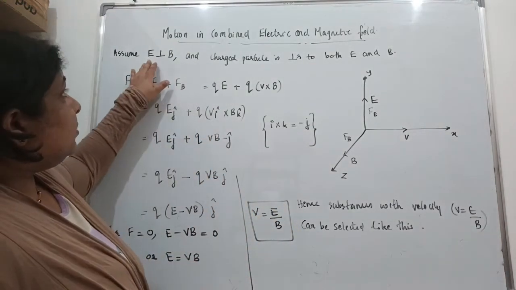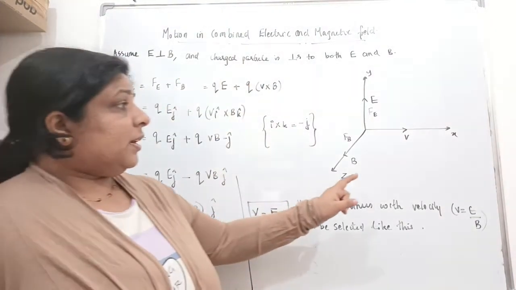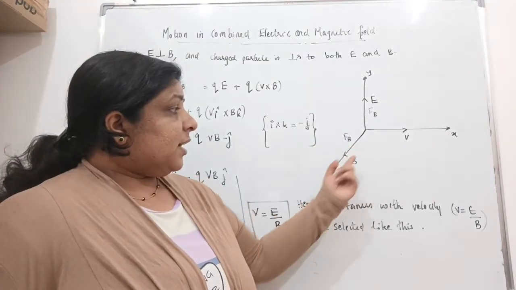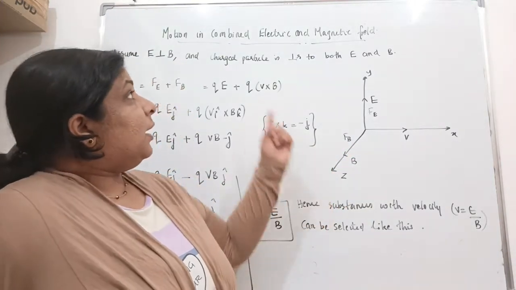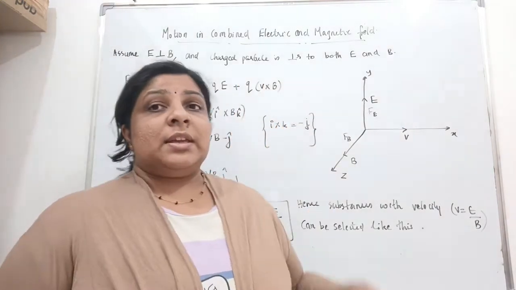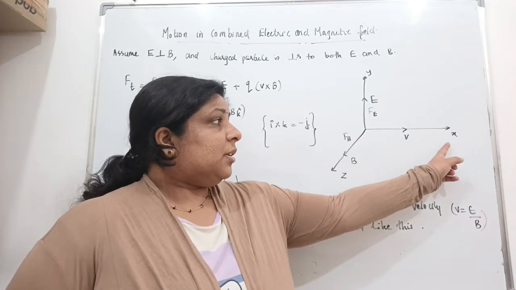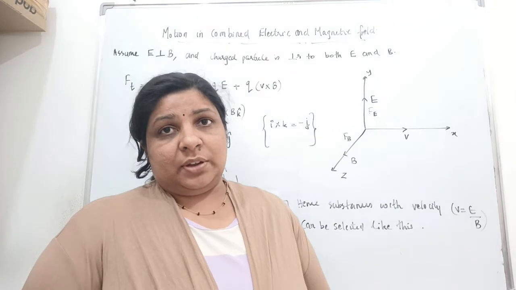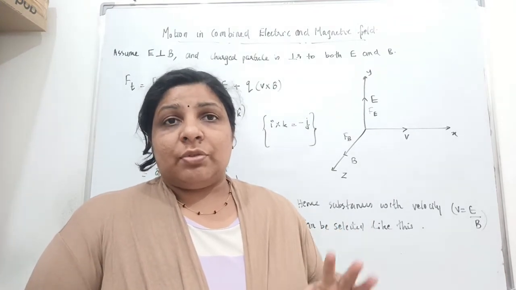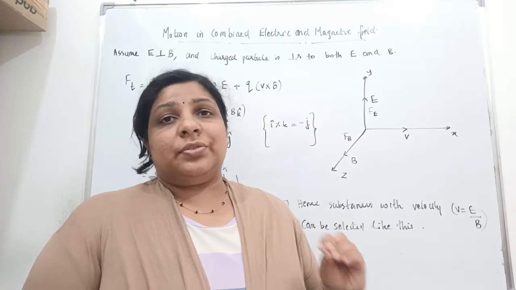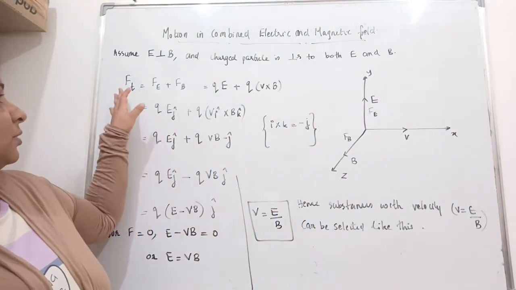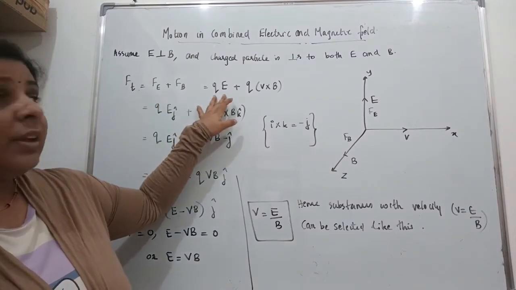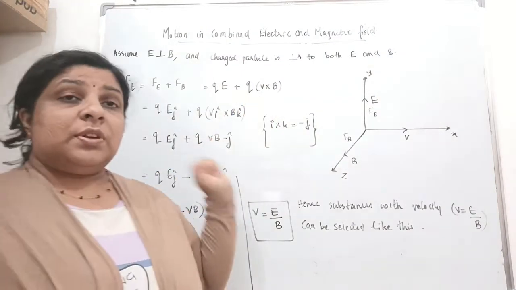So assume electric field is perpendicular to magnetic field as I have drawn over here. Y-axis represents electric field, Z-axis represents the magnetic field. And the charged particle is perpendicular to both E and B. Over here you can see a charged particle which is in the x-axis direction, and V is the velocity with which the charged particle is moving. So as per the theory we know the net force on the charged particle will be due to both electric field and magnetic field. So I can write it as total force will be equal to Fe plus Fb, and Fe is actually QE and Fb is actually Q into V cross B.